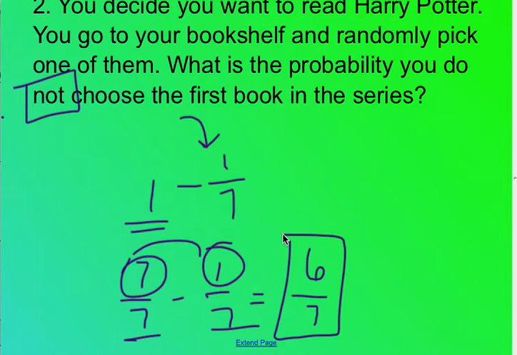Okay, so then let's take a look at number 3. It says, a bowl contains 2 green, 10 blue, and 8 red stones. If 2 stones are chosen at random, what is the probability that it is not green? Okay, so let's take a look. So we want to find the probability of having not green. So this is another way you can do it.